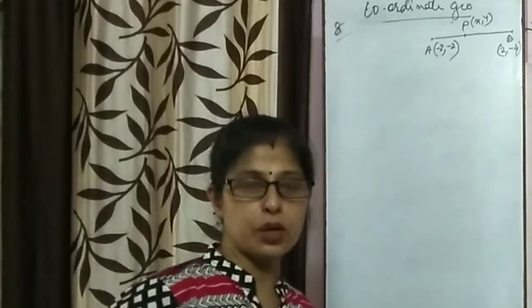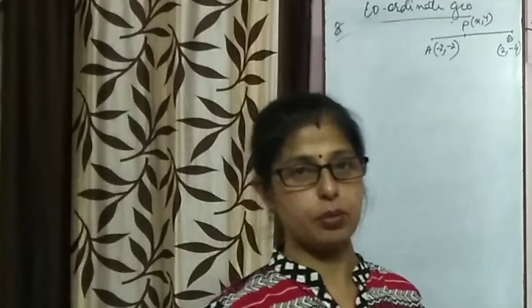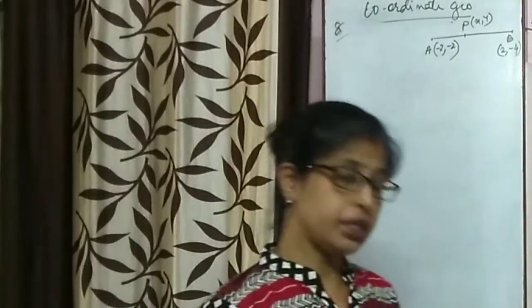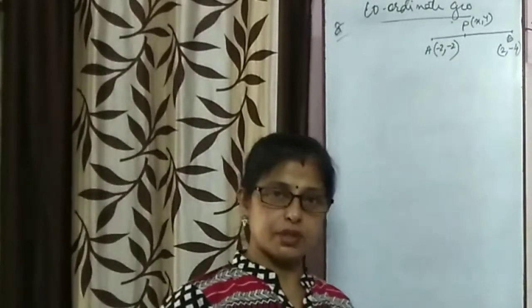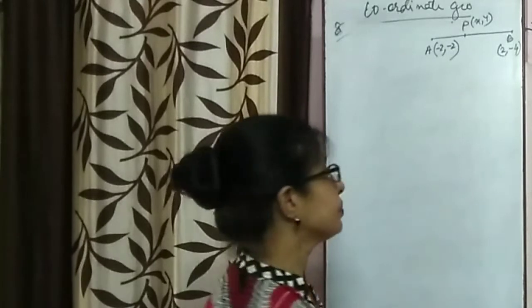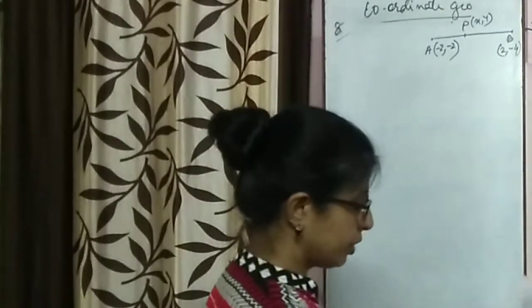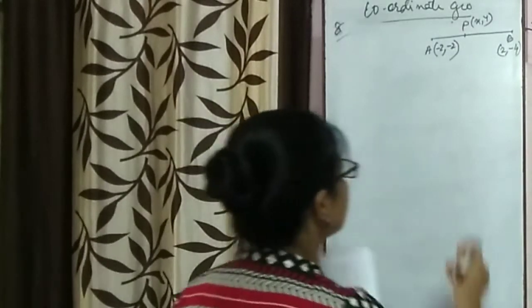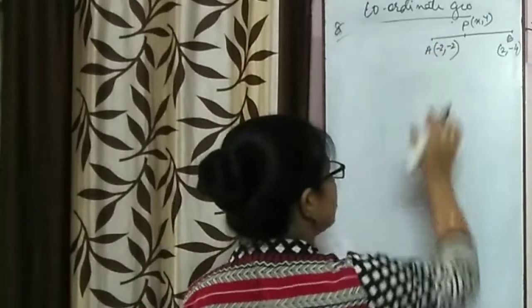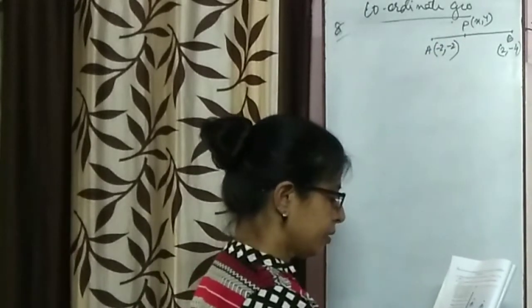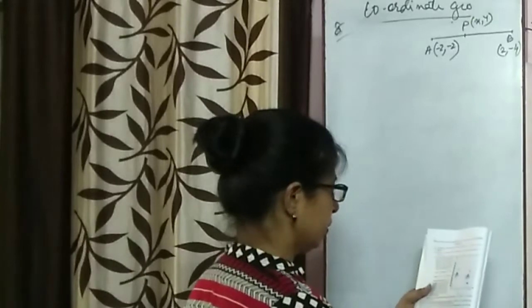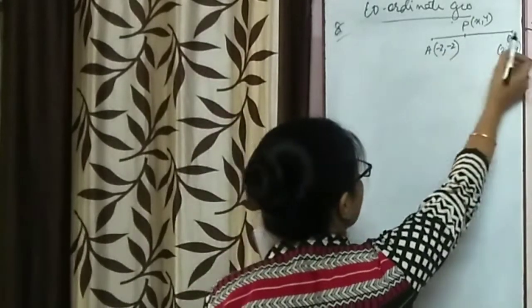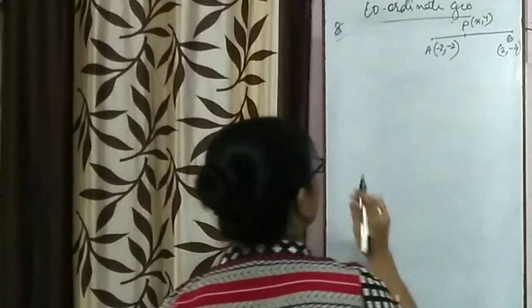Question number 8 is very important for CBSE and SEBA both, and you will get many different types of sums of the same pattern, with different ratios given. Here the ratio is not given directly, but one condition is given. So these 2 points are A and B. Let this point be P.